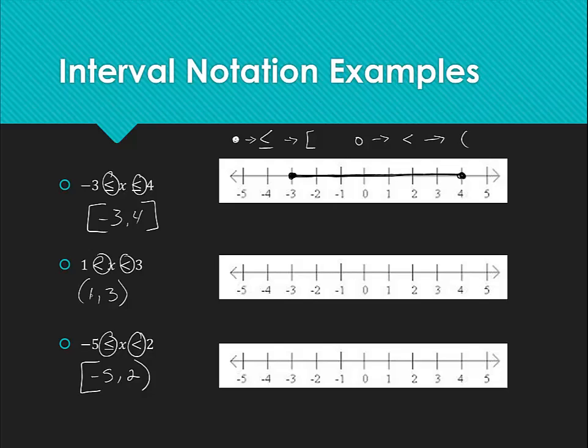Now for the second one, we have 1 and 3, so go to 1. And since it's parentheses, we're going to use an open circle. And then at 3, it's parentheses, so open circle. And then just connect the dots.